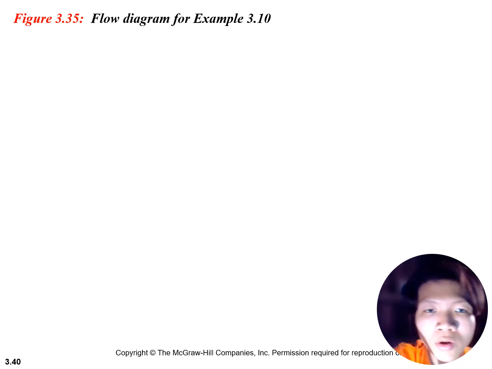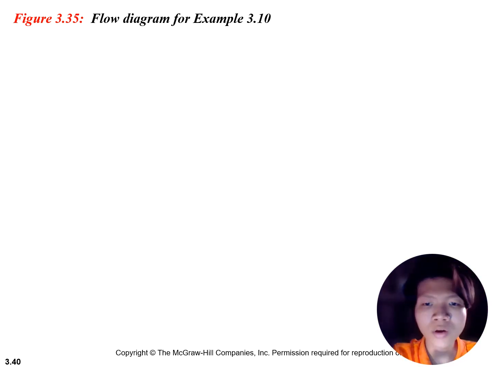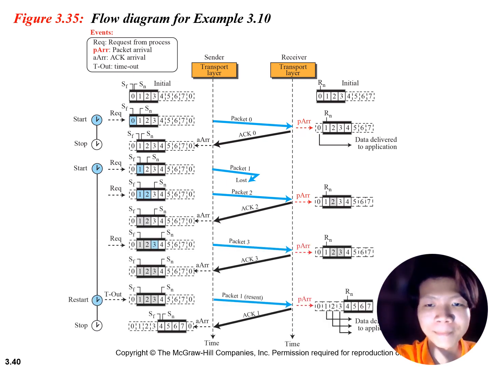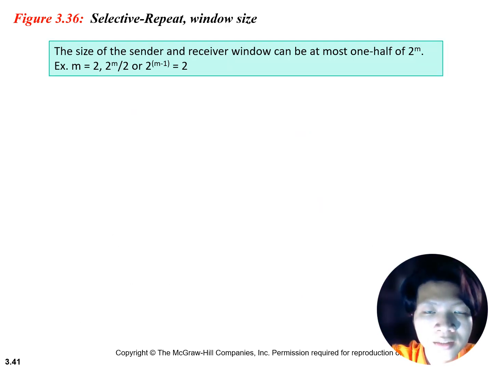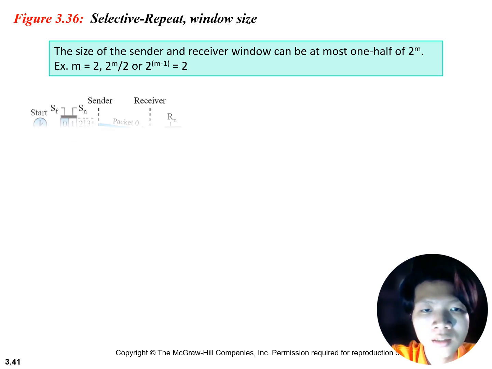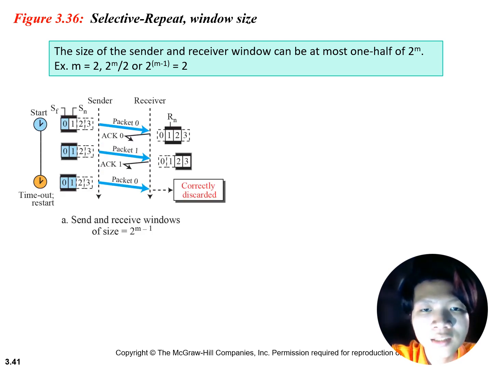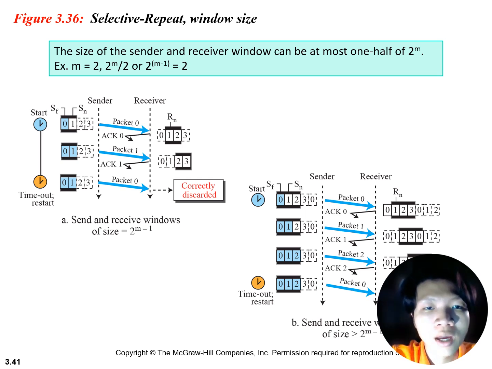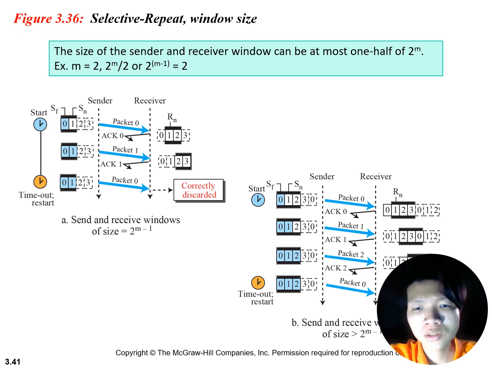This is the flow diagram for Example 3.10, and this is the Selective Repeat window size. The size of the sender and receiver window can be at most one half of 2 to the power of m. For example, if m equals 2, then 2 to the power of m divided by 2, or 2 to the power of m minus 1, equals 2.